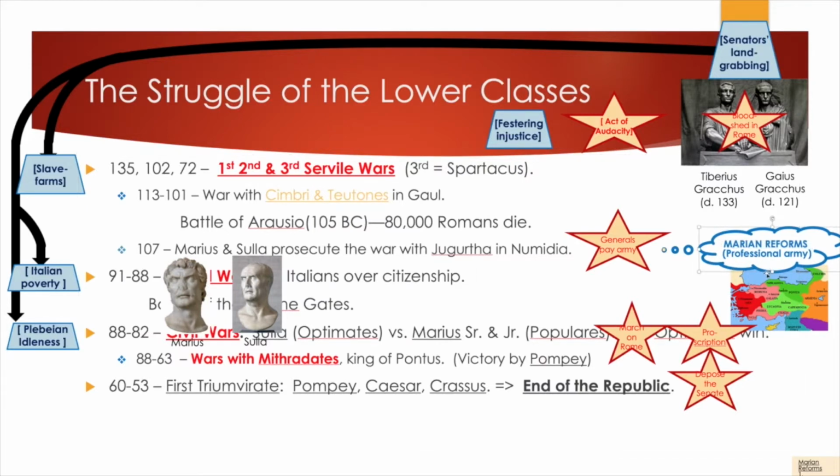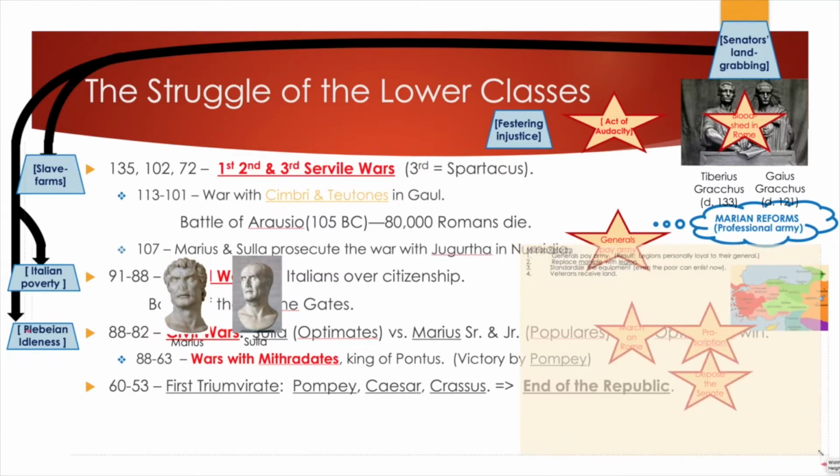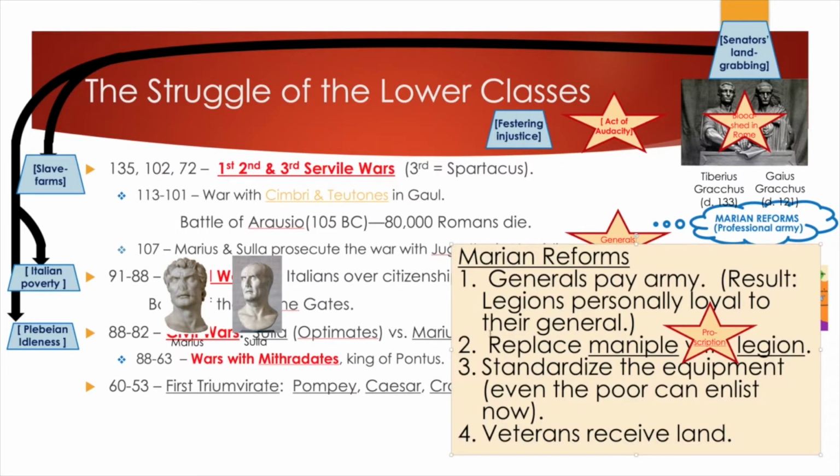The Marian reforms turned Rome's army from an amateur patchwork quilt volunteer army to now a truly professional, regularized army where everything from the least to the greatest aspect of military life was highly regulated and standardized. And so we should look at what these four reforms were. The first and the most important reform was that he replaced the maniple with the legion.